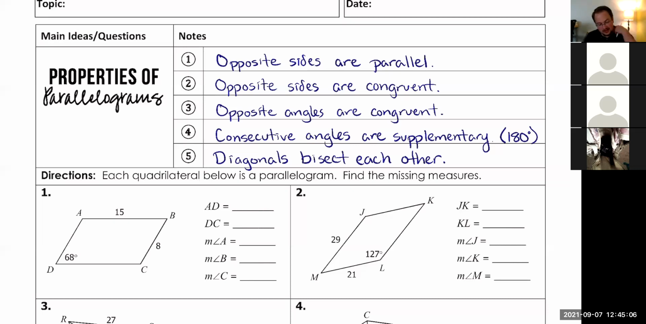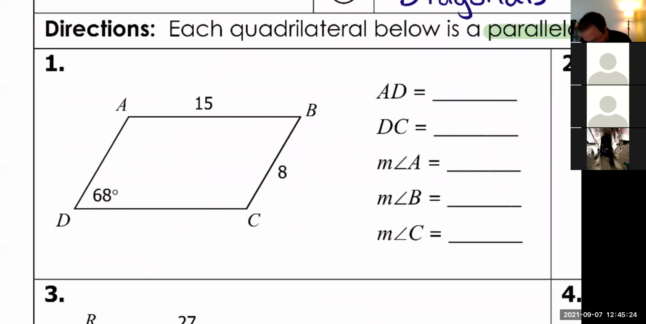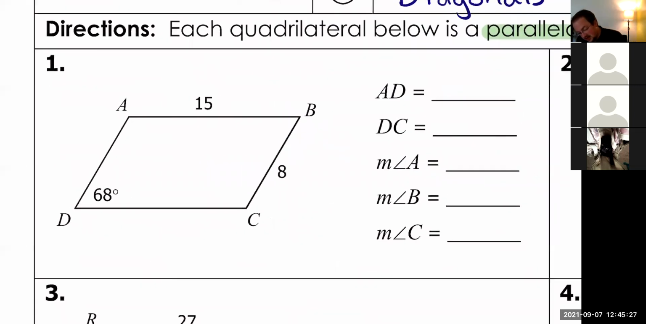So the directions leading into our practice problems specifically tell me that each quadrilateral below is a parallelogram, which means those 5 rules are fair game for anything that follows. So number one, we have what looks like two sides already identified on the parallelogram and one angle. We need to find 5 other pieces of information. So I'm just going to work through the list here. AD. What is the length of AD?